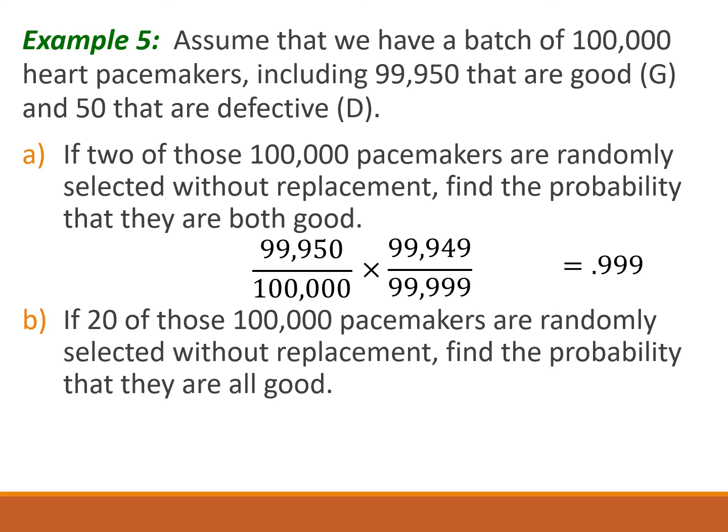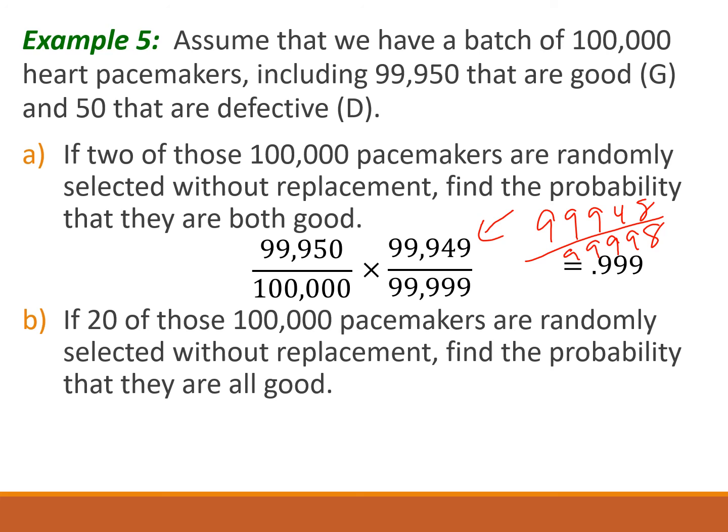So basically for this problem, to do it the quote-unquote right way, we have to keep changing our fraction. So the next one would be 99,948 out of 99,998, okay, and then on and on and on for 20 fractions. Okay, that would be very cumbersome. It would be a real pain.